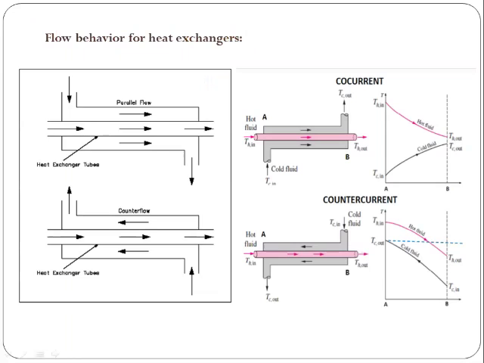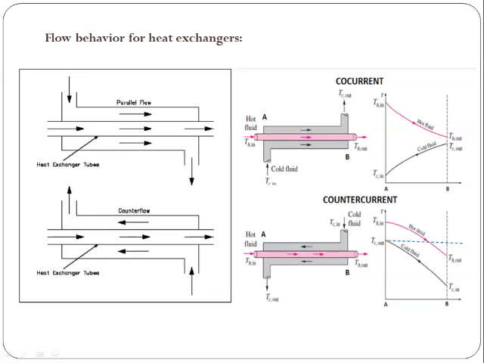Then flow behavior of heat exchanger. Preferably two types of flow behaviors are selected for a heat exchanger. The first one is called co-current flow. Co-current flow is also known as parallel flow, meaning both hot liquid and cold liquid are moving in the same direction.